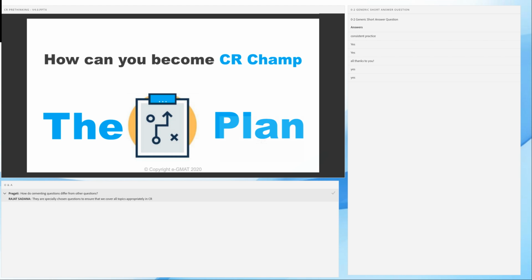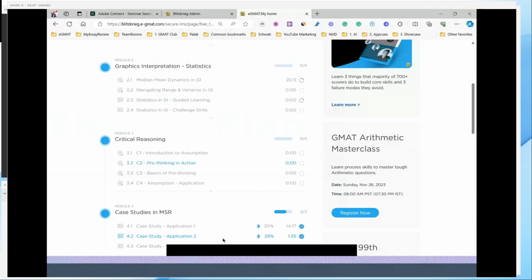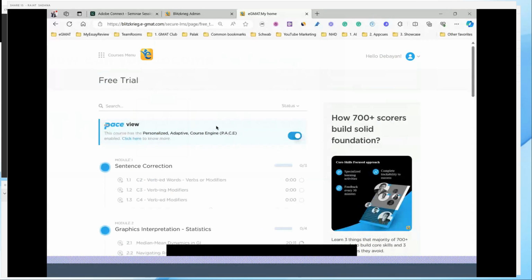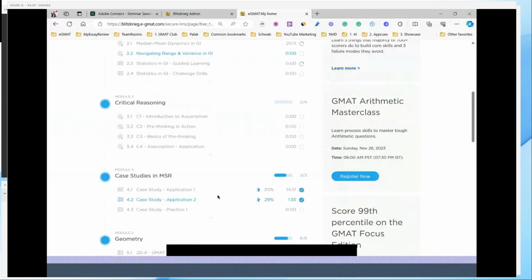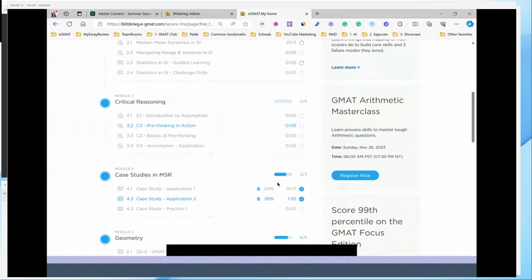So we have two groups here: those of you who are not paid students and those of you who are paid students. So let's make sure what each one of you should do. If you're not a paid student, the next thing you've got to do is focus on seeing pre-thinking in action through C2. This is your free trial. So you should look at pre-thinking in action, C2 and C3, and then C4 assumption application.